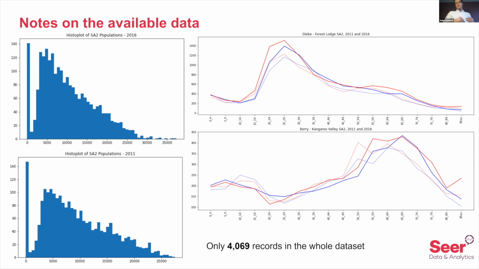And then the dotted line that you can see, that's for the year 2011. And the hard line, or the solid line, is for the year 2016. I might have said 2016 twice. I mean 2011 and 2016 respectively for the dotted and solid lines there. So you can see that's for two different areas.